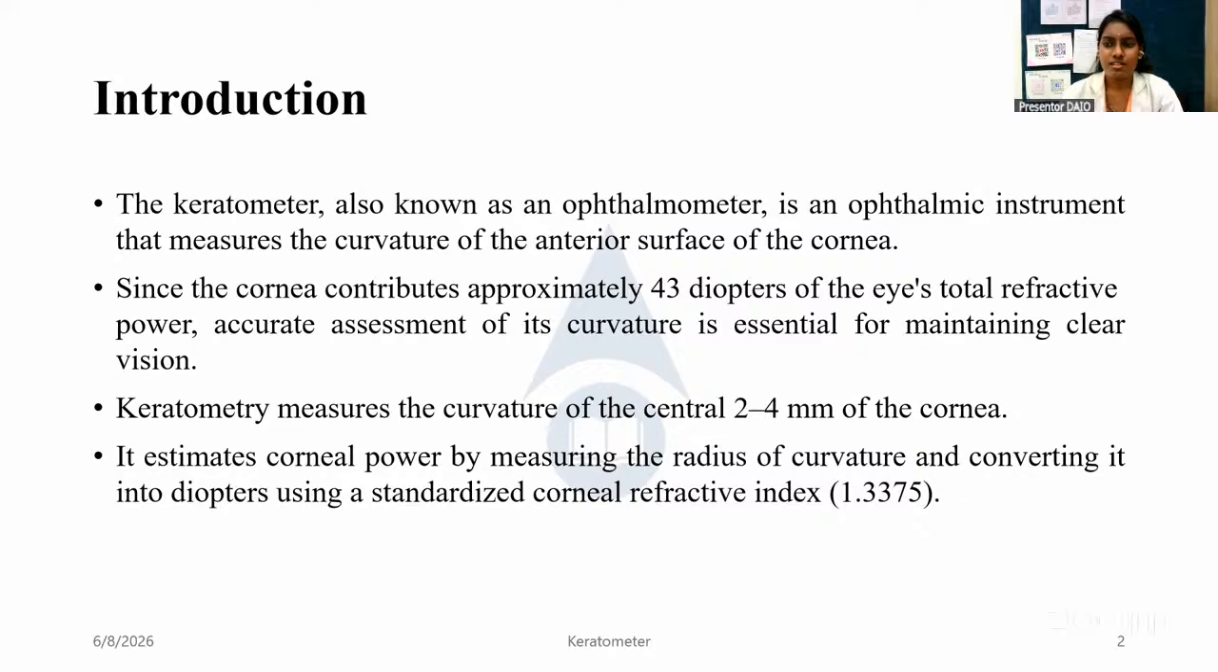Keratometry is also known as ophthalmometer. It measures the curvature of the anterior surface of the cornea. The total refractive power of the eye is about 60 diopters, where the cornea contributes approximately 43 diopters. Keratometry measures the curvature of the central 2 to 4 mm of the cornea. It measures the radius of curvature and converts it into diopters using a standardized corneal refractive index, which is 1.3375.